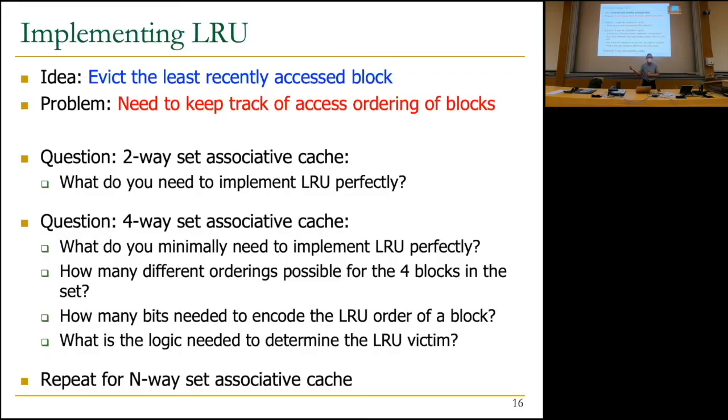If you generalize this to n-way set associative, you get n factorial orderings, right? So if your associativity is 32, you get 32 factorial. That's a huge number. If you want your associativity to be 512, that's 512 factorial. So basically, keeping track of this ordering perfectly becomes infeasible. Even if you can do it for 4-way, soon you will not be able to do it. So that's why people try to do approximations to LRU or different policies in the end.